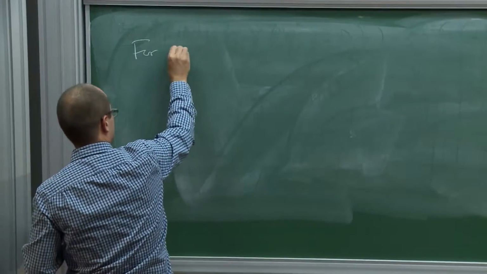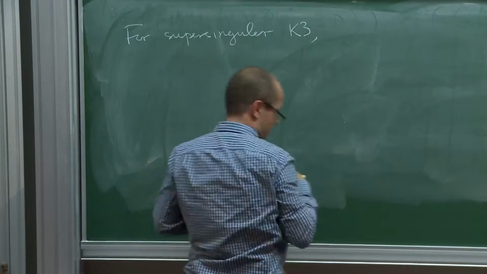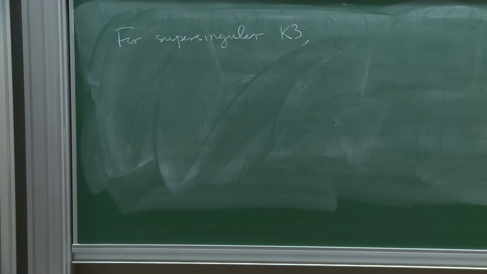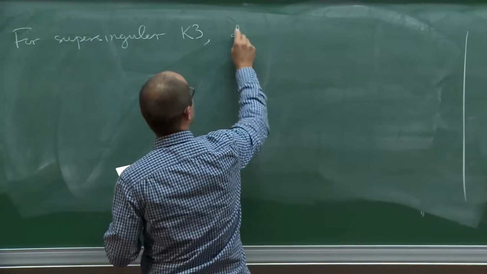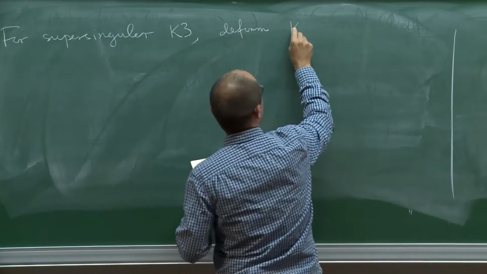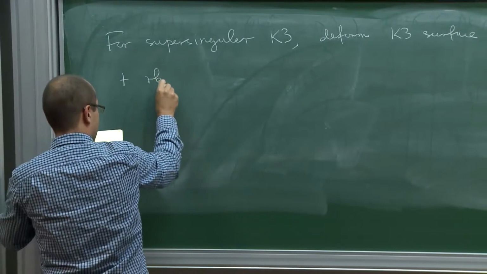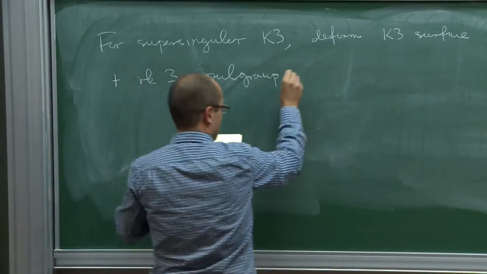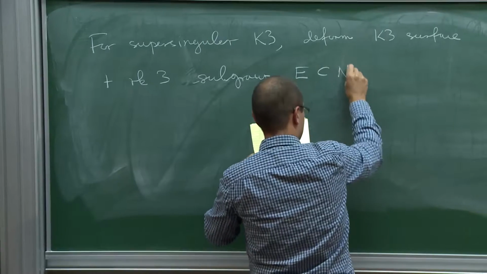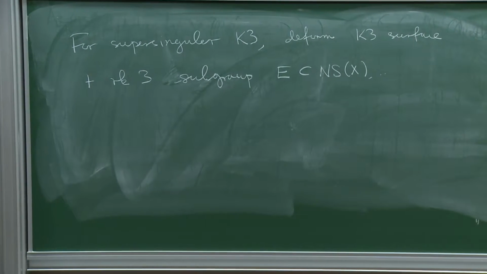so for a supersingular K3, people who do lattice theory know that if you have a Néron-Severi group which has rank at least 3 in characteristic 0, then you don't have non-trivial Fourier-Mukai partners. Okay, so now the game becomes deforming a K3 surface plus a rank 3 subgroup E inside the Néron-Severi group of X, and there's a lot to do, but that's the basic deformation theory problem you encounter.